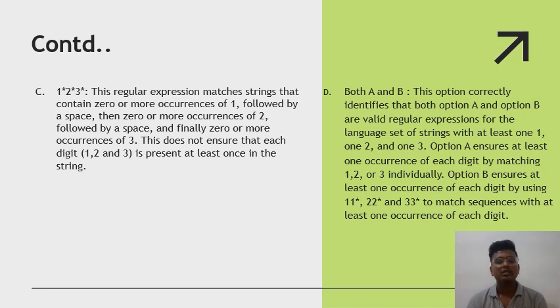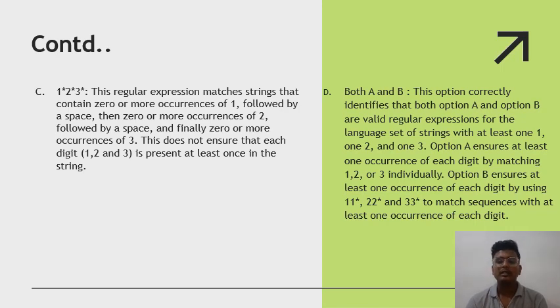The next option is 1*, 2*, 3*. This regular expression matches strings that contain 0 or more occurrences of 1, followed by 0 or more occurrences of 2, and finally 0 or more occurrences of 3. This does not ensure that each digit 1, 2 and 3 is present at least once in the string.